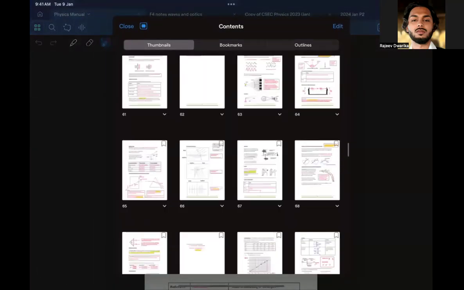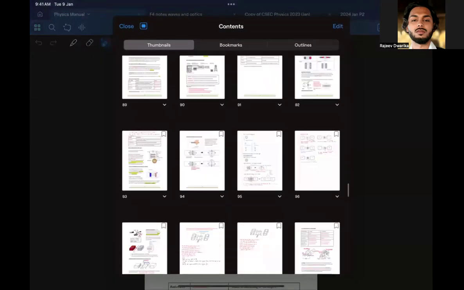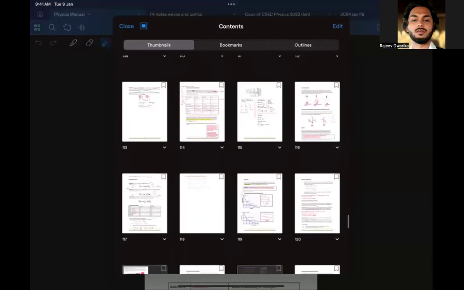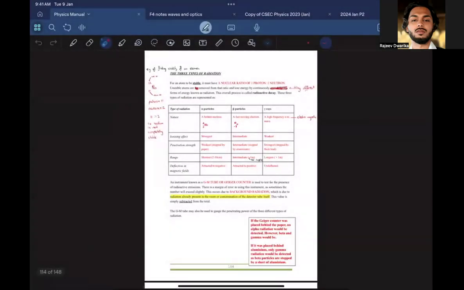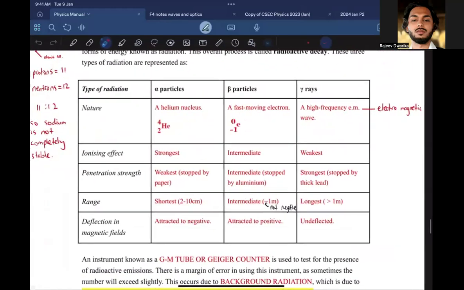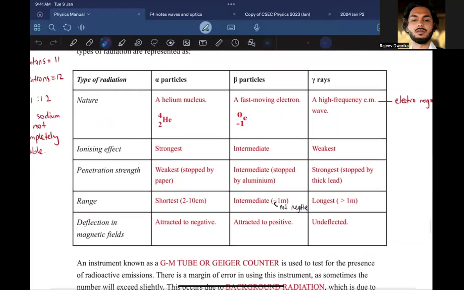So I'm going to show you the notes, right? I have a table comparing everything that I just need to take a picture of. I want to take a picture of this. Take a screenshot fast. So Vade, which one has the strongest ionizing power?